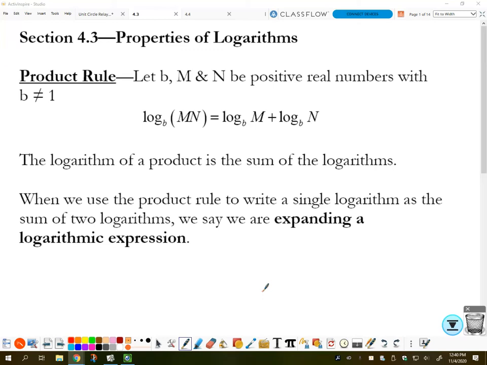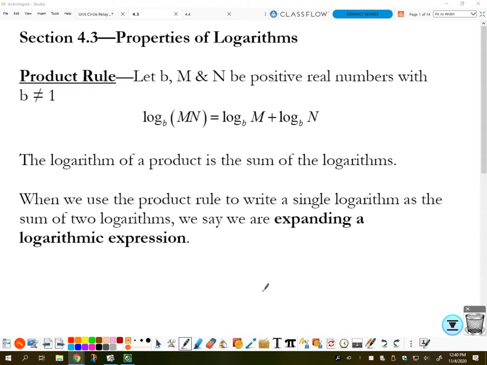Alright, so section 4.3 is on the properties of logarithms. And like everything else that we've done this year, this is not new information. You should have covered it in Algebra 2 and Advanced Math if you took that class. Honestly, I don't know if you only got through part of Algebra 2 whether you would have finished this or not, but whether you learned it or not, it's not difficult.